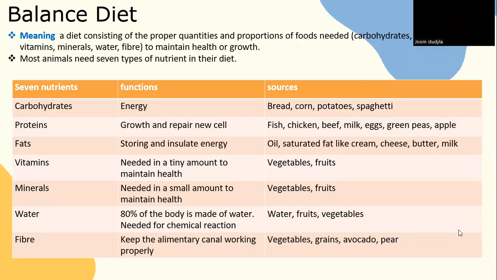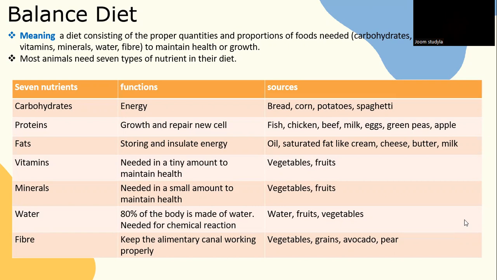Balanced diet. The meaning of a balanced diet is a diet which consists of proper quantities and proportions of the food needed, like carbohydrates, protein, fat, vitamins, minerals, water, and fiber, to maintain health and growth. Most animals need 7 types of nutrients in their diet. The 7 types of nutrients are, first, carbohydrates.